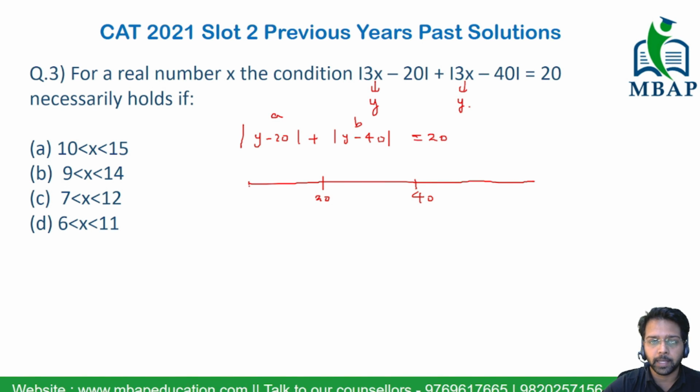Two people are running on this number line. I repeat, two people are running on this number line, and together they have to complete 20 units. And together they have to complete how much? 20 units. And now you can assume the case.